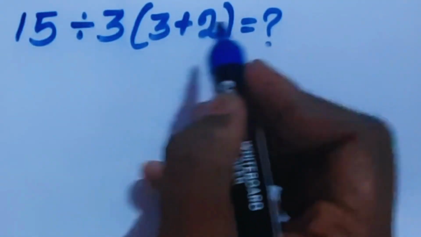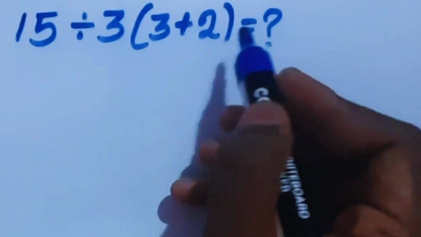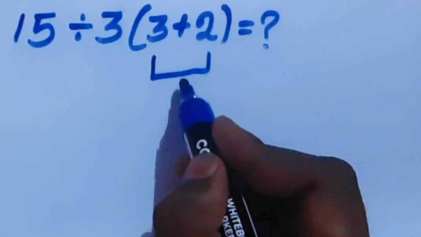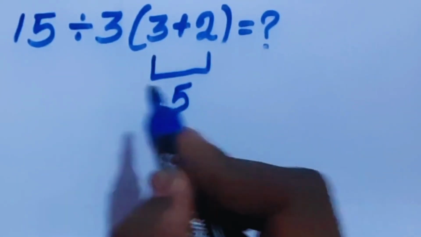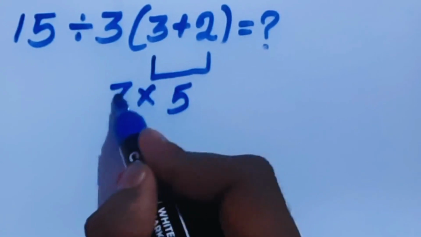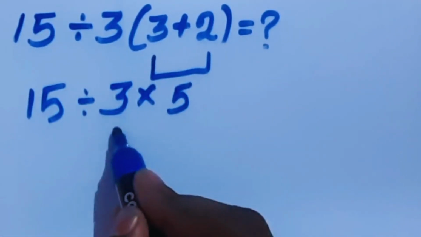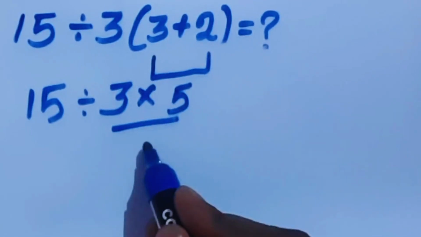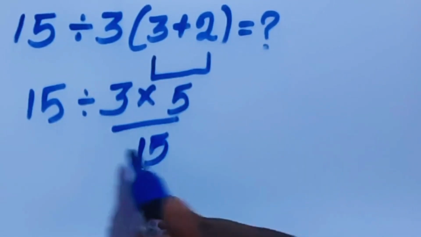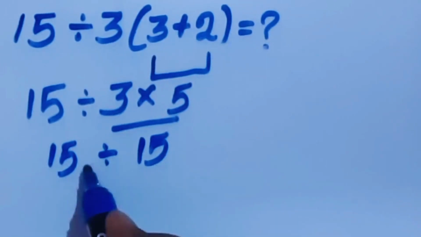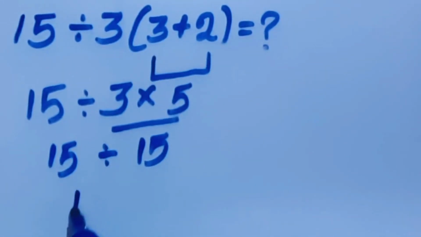Hello guys, most of them get 1 for this problem. It is wrong. How? 3 plus 2 is 5, times this 3, divided by 15. Now 3 times 5 is 15, divided by this 15. Now 15 divided by 15 is 1.